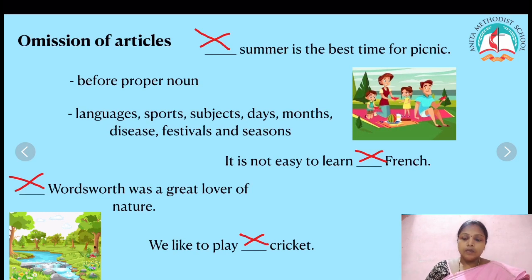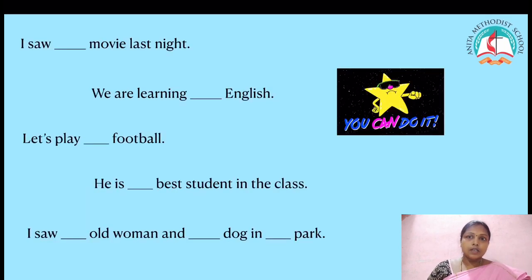Now quickly we will do an exercise. I have given you a few sentences. Now we are going to identify where to use a, an and the. Look at the first sentence: I saw dash movie last night. Here, I saw a movie last night. I am not talking about a particular movie, so it's any movie. So, a. We are learning English. Again, can you see English, the subject? Here, we should omit articles.